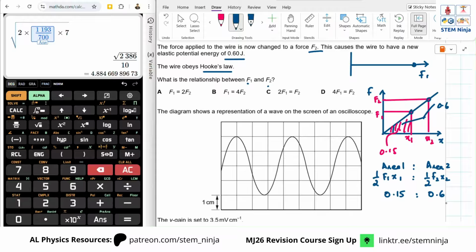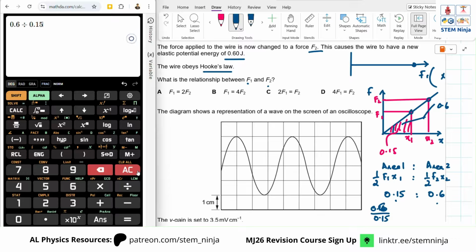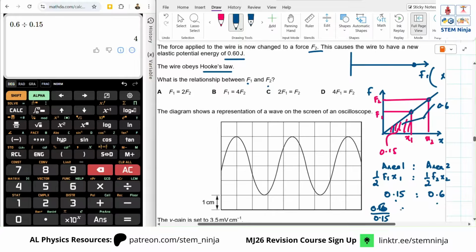So what we need over here is to figure out where the area would go. First, we can find the relationship between the areas: 0.6 divided by 0.15, that is 4. So this means this area, F x2, is 4 times this.